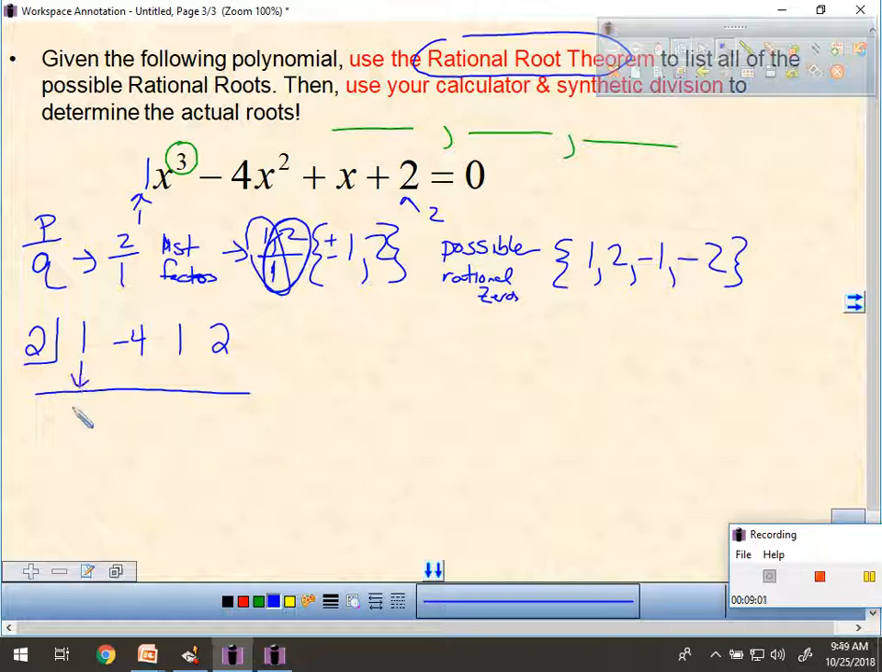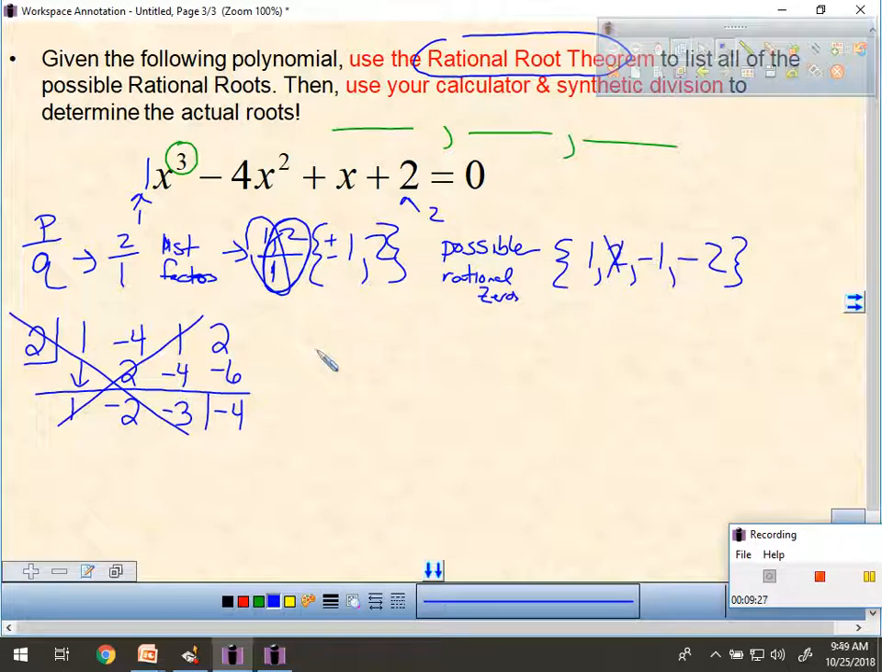Bring down the first number, then multiply. 1 times 2 is 2. -4 plus 2 is -2. 2 times -2 is -4. -4 plus 1 is -3. -3 times 2 is -6. My remainder here is -4. So is 2 a solution? No. So I can just throw that one out.